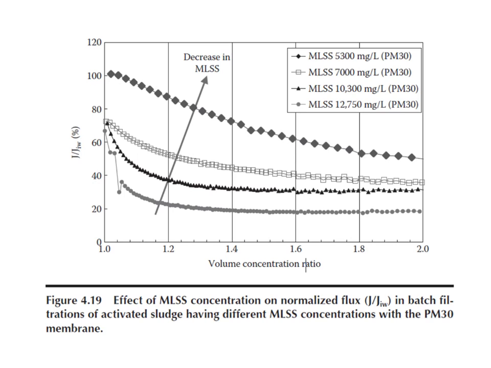This is just an example to show the effect of MLSS concentration on normalized flux. This actually shows a very ideal result. If you increase MLSS from 5,000 to 12,000, you can clearly see the decrease in normalized flux, which means we have more foulant. So we have a thicker cake layer formation, and fouling occurs rapidly.